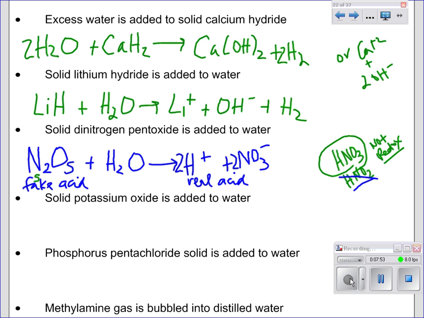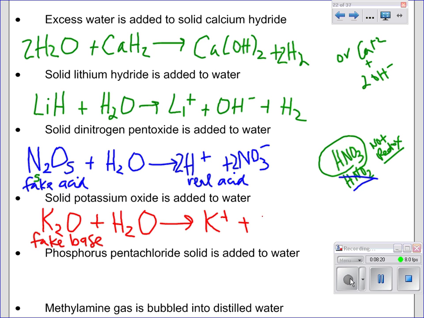Okay, let's do the next one. Solid potassium oxide, K2O, is added to water. Oxides are weird. What is this one? The fake base. When we add it to water, we're going to make a real base. And what's the base we're going to make? Potassium hydroxide, which is strong. So we have to write it as split up. So we need 2 Ks. Therefore, I need 2 of those. Right away, I can tell. And that's it.